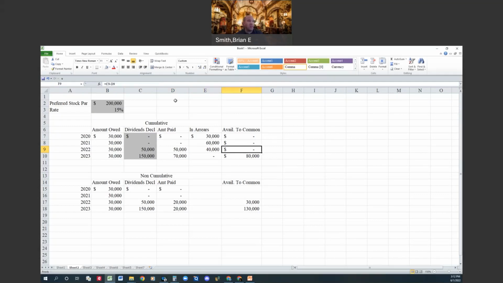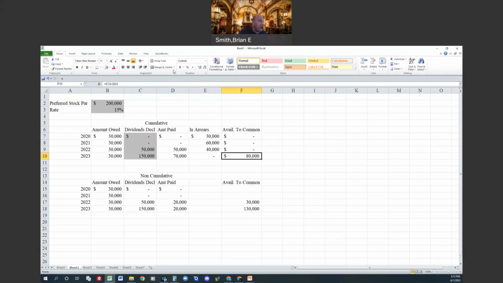And in those 3 years, nothing goes to the common stock. And then in the last year, 2023, we declared $150,000 in dividends. We still owe them an additional 30,000, which is a total of 70,000. We're paying them 70,000. That gives us zero in arrears, and we have 80,000 that's available to the common stock.